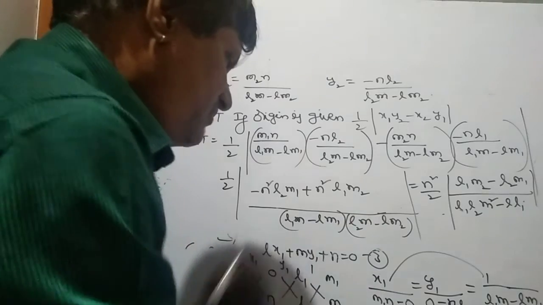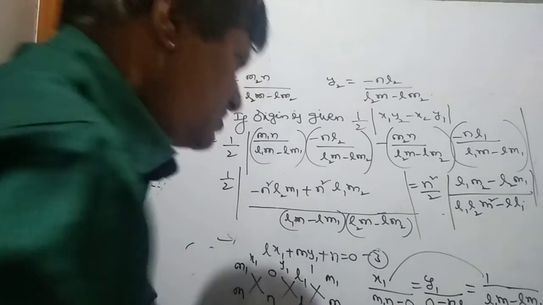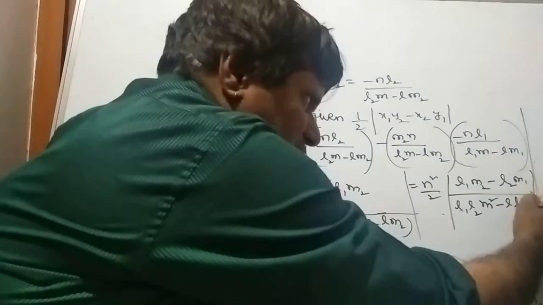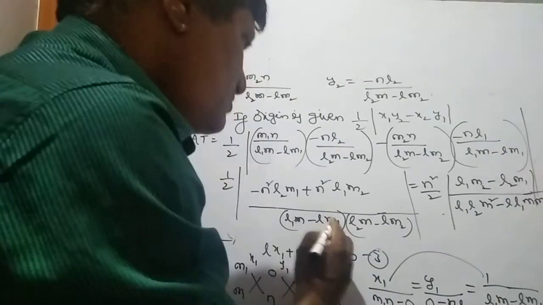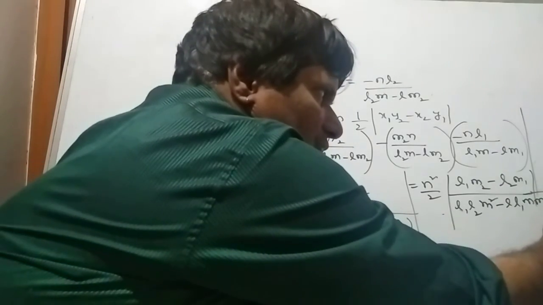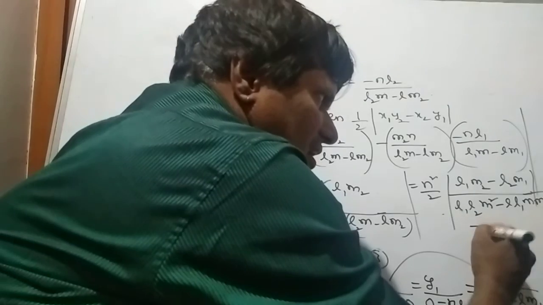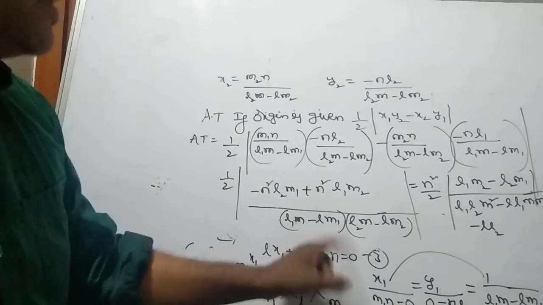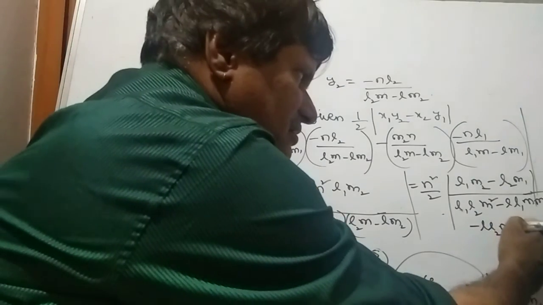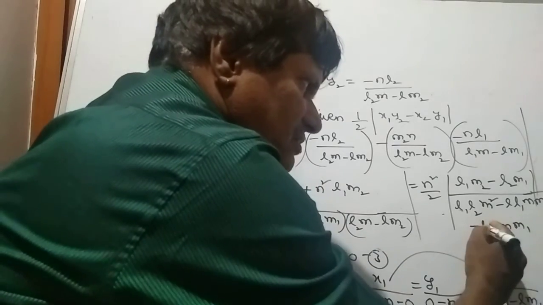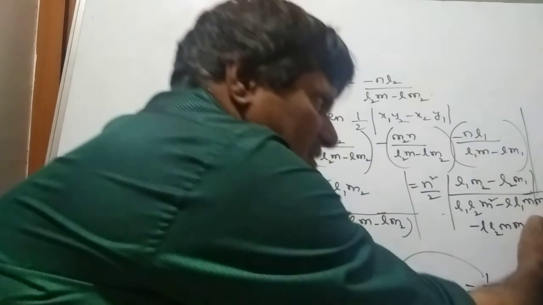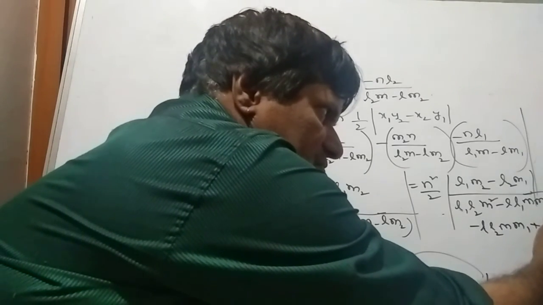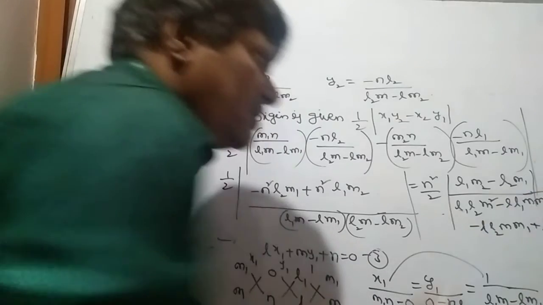First multiply the first with the first, then the first with the second. L1 mm2 minus LL2 mm1, minus into minus plus L square m1 m2, right?